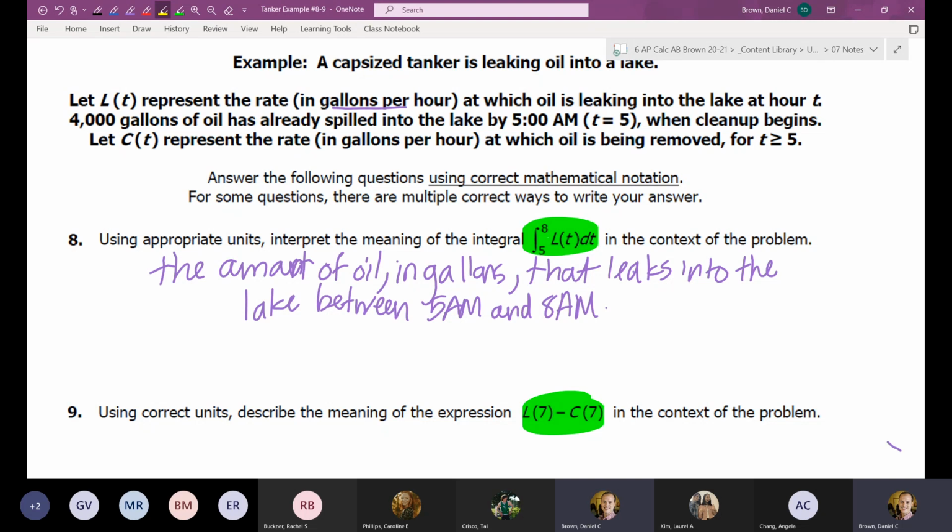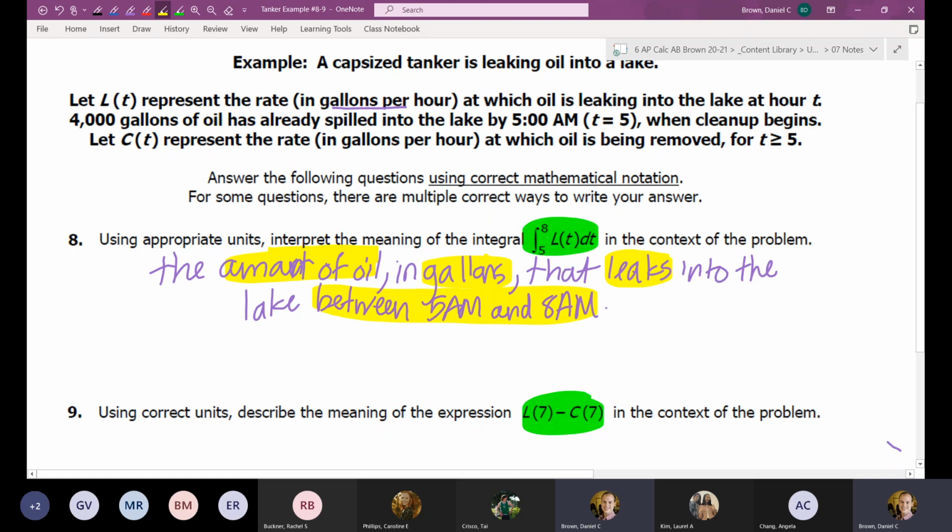How this will be graded on the AP exam, and the things the AP reader will be looking for, and that I will be looking for in your answer: clearly state that we're talking about the amount of oil. Clearly state what that amount of oil will be measured in. Again, refer to this as the amount that has been leaking, so we're clear about what it's referencing. And then the time: this is what's happening between 5 a.m. and 8 a.m.